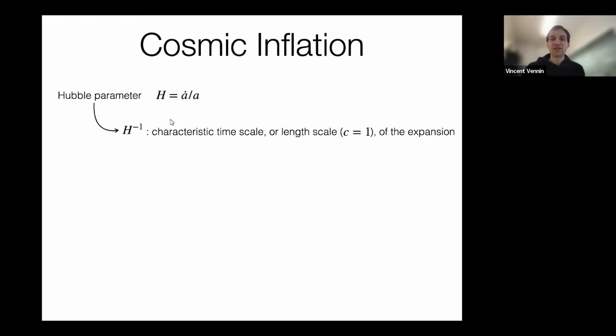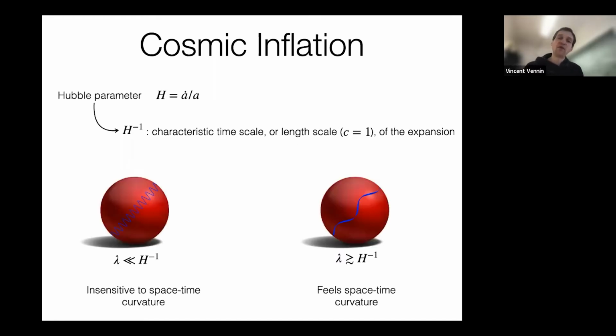So 1 over H has the dimension of a time scale or a dimension of a length scale if you set the speed of light to be unity. And therefore, if you put a quantum field on top of this expanding background, if you Fourier expand this field, then the dynamics of each Fourier mode pretty much depends on whether the wavelength associated to that mode is smaller than the Hubble radius or larger than the Hubble radius. So if it's smaller, it means that this mode locally sees a flat space-time.